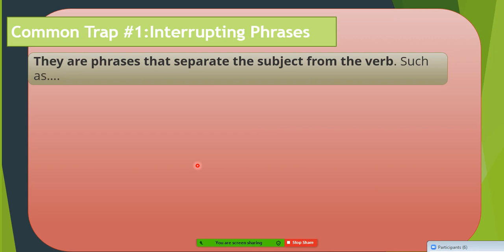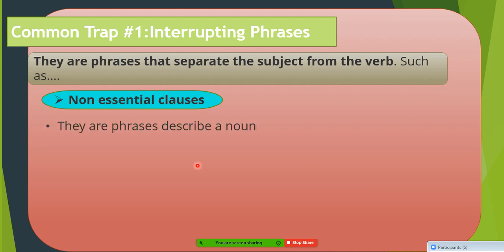You will not find the subject directly in front of the verb. You will find them separated from each other. And we have studied some sentences where the subject and the verb are separated. Separated by, do you remember what we call this phrase?